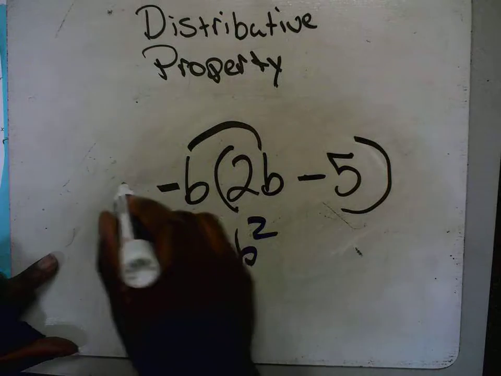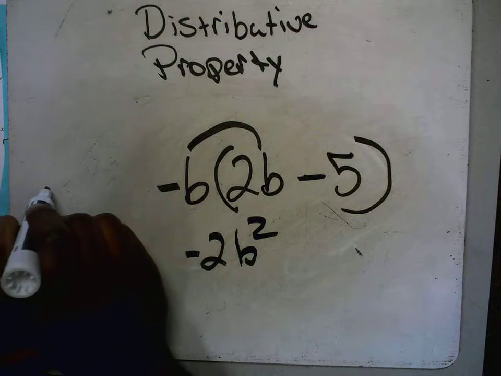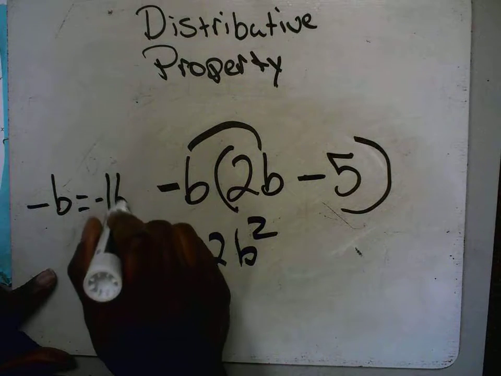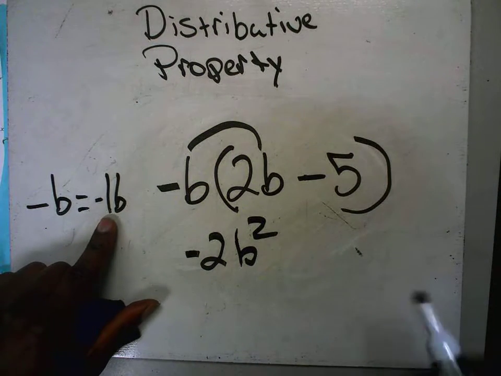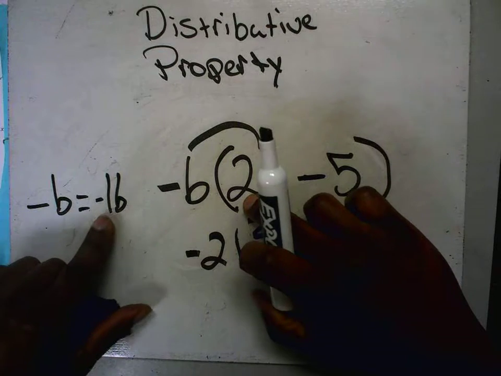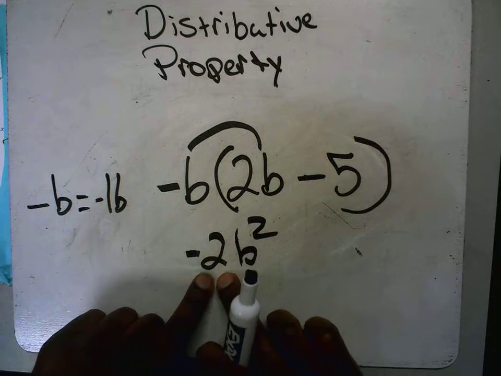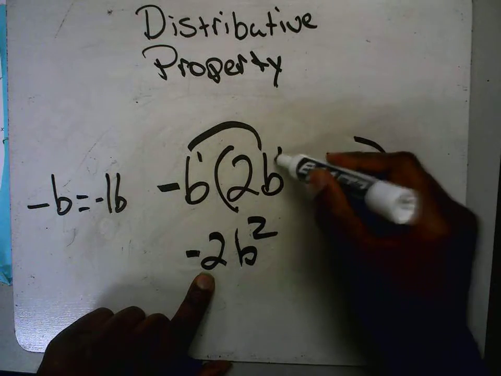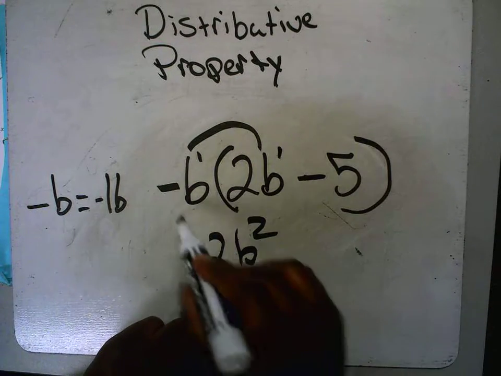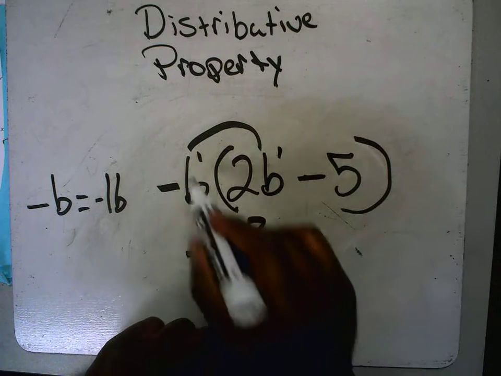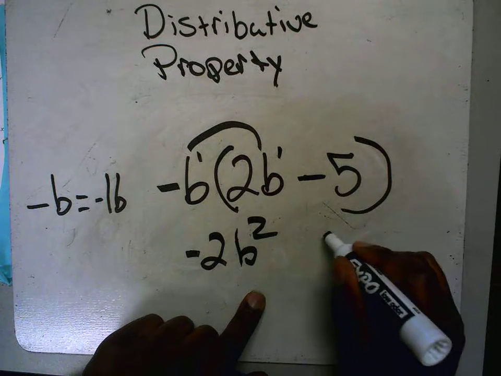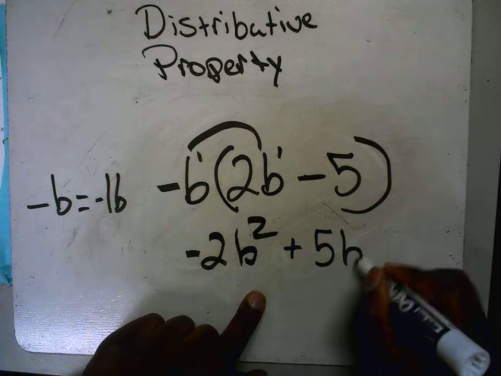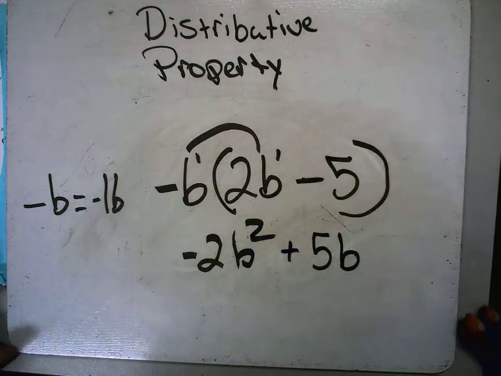So what we really have written here, because negative b, if I can write this off to the side, equals negative 1b, correct? So that's going to be negative 1 times positive 2, and the negative times a positive is a negative, so that gives me negative 2, and then this is 1 here, and that's 1, so that's going to be b squared. Then we're going to do that negative b times negative 5. A negative times a negative is a positive, so that's going to be plus 5b. Alright, so there you have it.